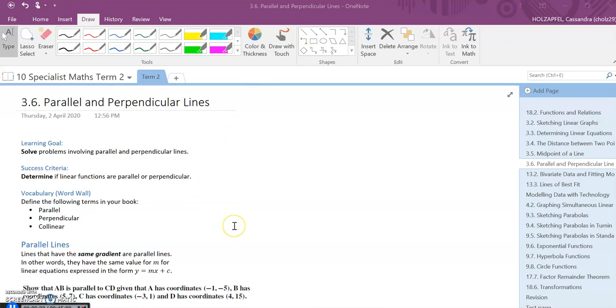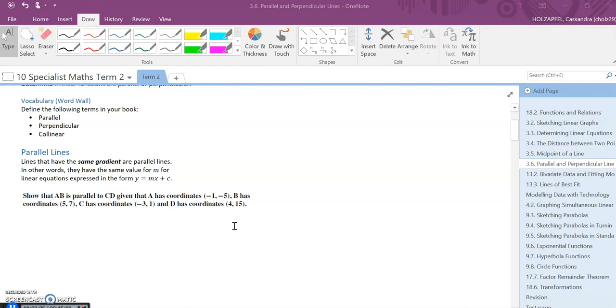Let's talk about parallel lines first. Parallel lines are two lines that are never going to meet, and we've seen this in, I think it was grade 7. You have two lines, and those two lines are going in the same direction, and they will never, ever meet. They will never cross over.